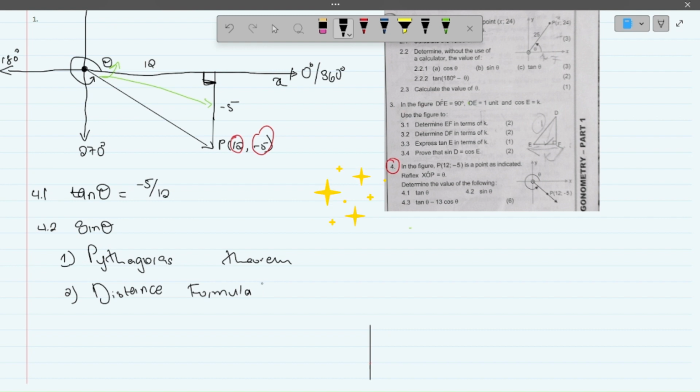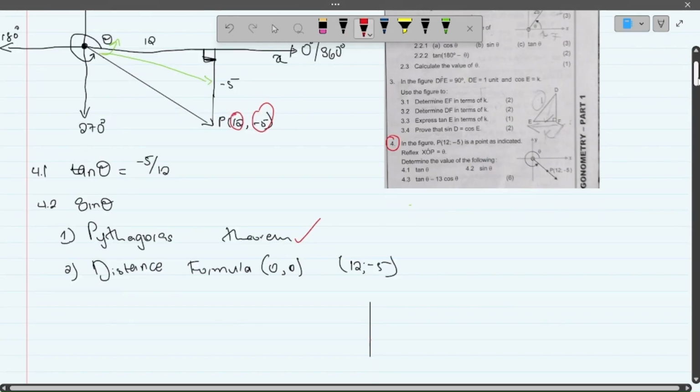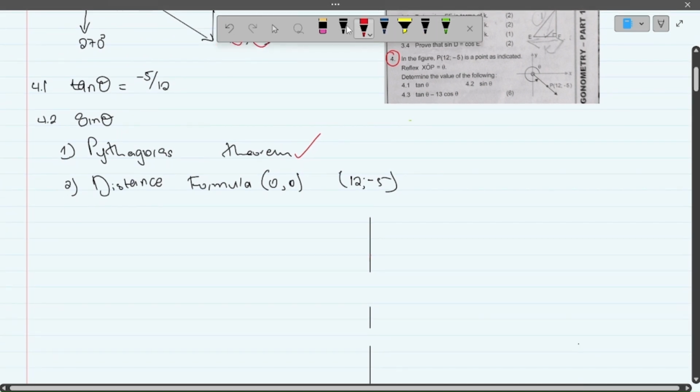Because we have the coordinates of 2 points, we know that the origin is (0, 0) and the value of P is (12, -5). So using the distance formula you can find the value of r. It's easy, but since we want something quick and easier, we're just going to use Pythagoras.